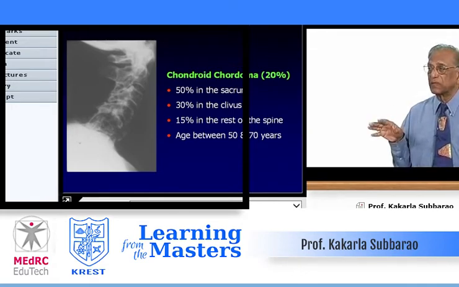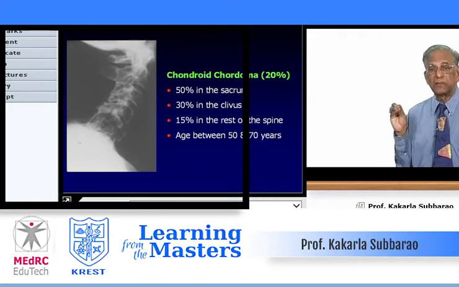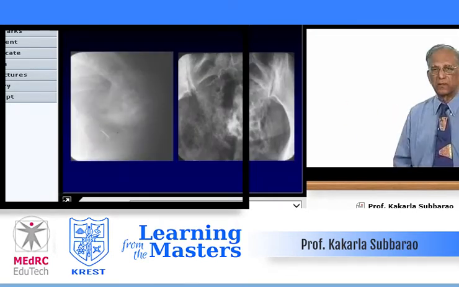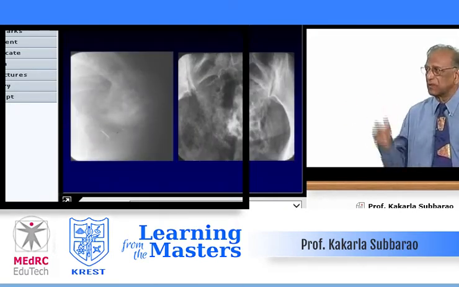And then 50% in the rest of the spine, of course C2, C1, C3, C4, and also the dorsal lumbar spine are the common sites. Age is between 50 and 70 years. That is important. Another case, to illustrate a backup case, look at the sacrum.